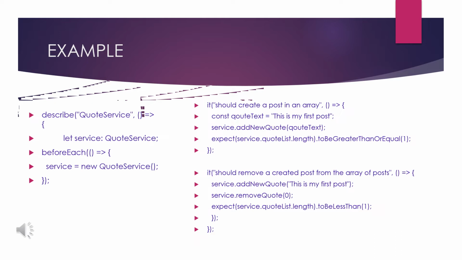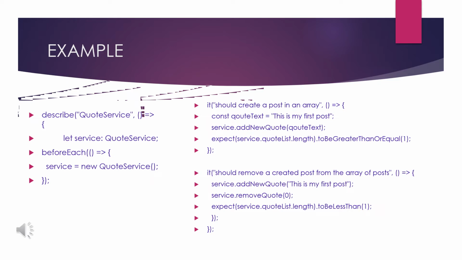First, it should create a post in an array. This post will contain some text, right? So I'm giving a code text: "This is my first post." This will be the output which I am expecting.